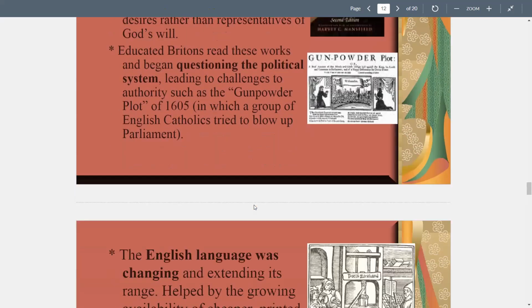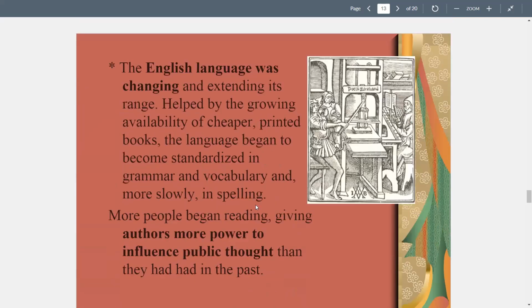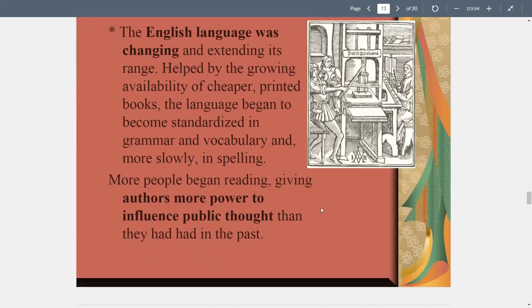So we have a lot of questioning at this time period. We also get the English language changing. As we said with the poetry section, at this time period we have early modern English, but now because we have cheaper printed books that are more available to everybody, the language is also becoming standardized in grammar and vocabulary, more slowly in spelling, but we're starting to have dictionaries and apply grammar rules so that it's more standardized for everyone. And this allowed more people to read, which gave authors more power to influence public thought than they had in the past.